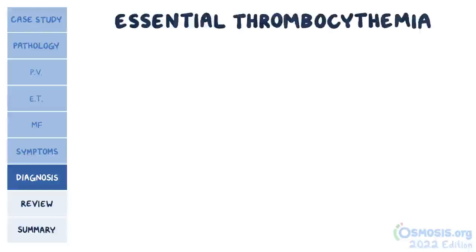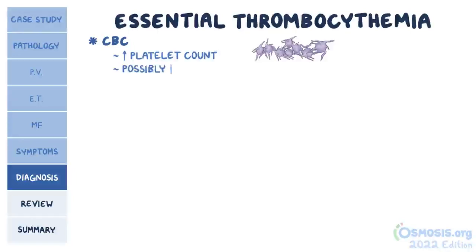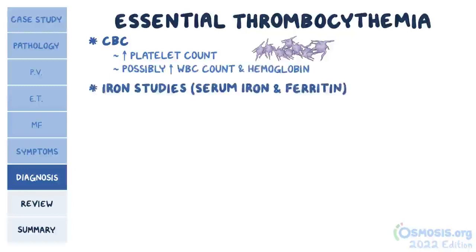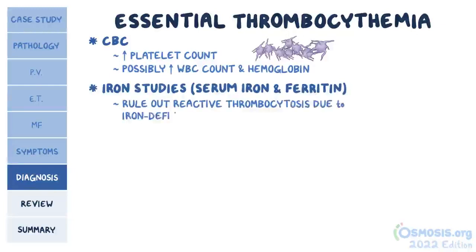So, for essential thrombocythemia, a laboratory workup includes a CBC, which will show an increased platelet count and possibly an increase in the white blood cell count and hemoglobin as well. Iron studies including serum iron and ferritin levels can help rule out a reactive thrombocytosis due to iron deficiency anemia.